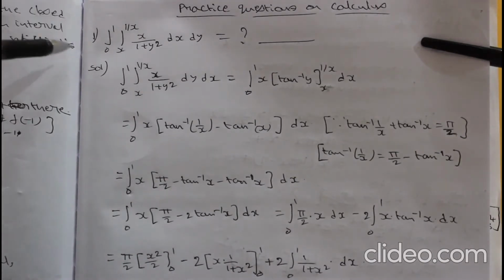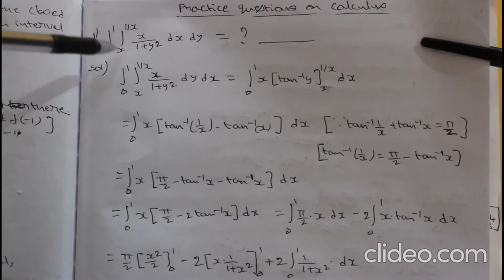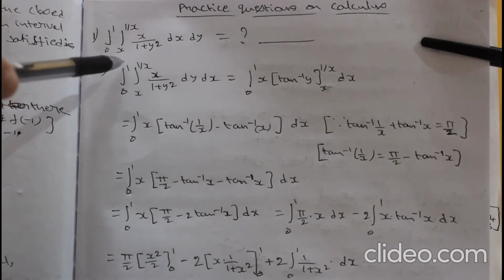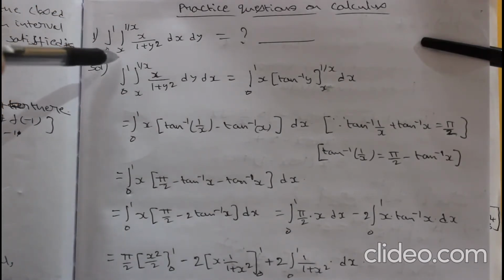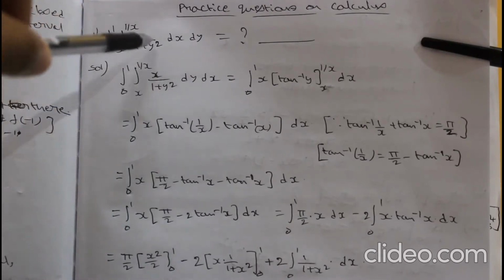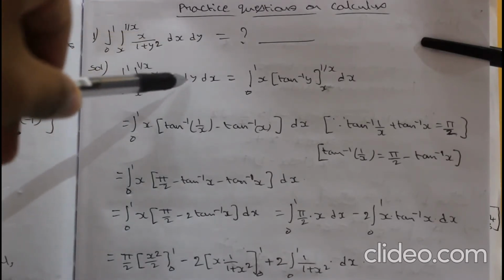Look at question number 1. The integral from 0 to 1, integral from x to 1/x, of x/(1+y²) dx dy. Okay, we have to find this double integral. Here, if you observe the first integral, it is varying from x to 1/x. That means y is equal to x to y is equal to 1/x. So here it is given dx dy, but it is dy dx.